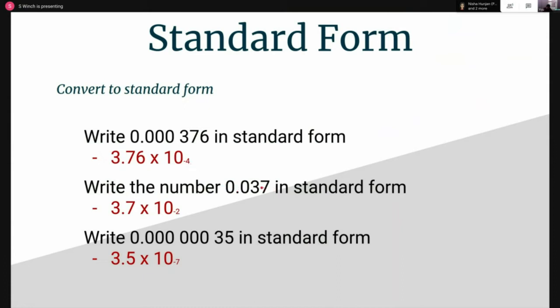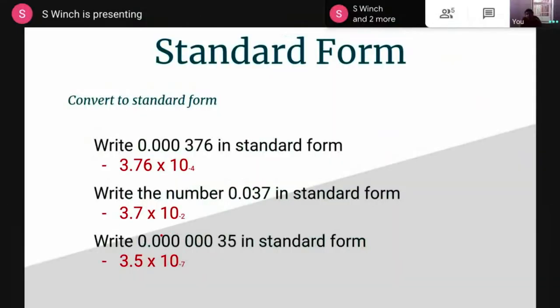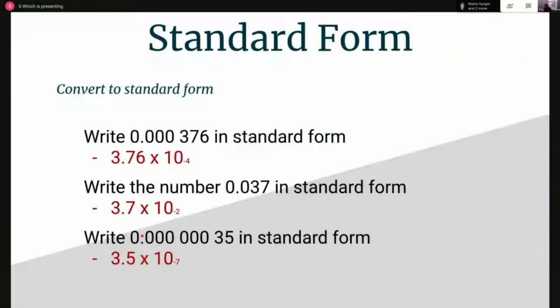If we look at this one, my answer I'm going to put down is 3.7. Decimal point goes here, we move it once and twice. So 10 to the power of minus 2. Now a much bigger number here, you've got 3.5 to start off with, and we're going to move it once, twice, 3 times, 4 times, 5 times, 6 times, 7 times. 3.5 times 10 to the power of minus 7.